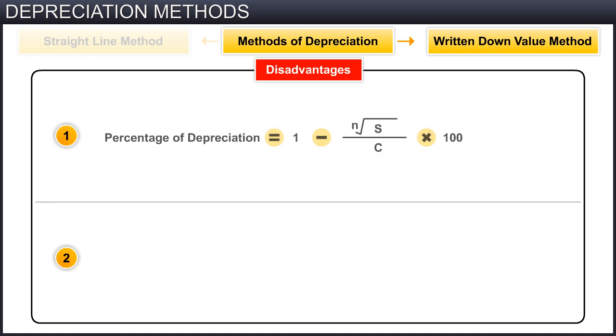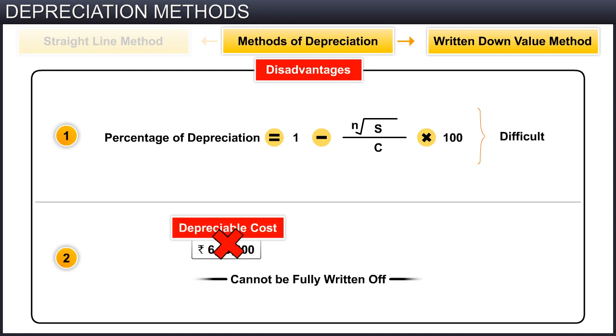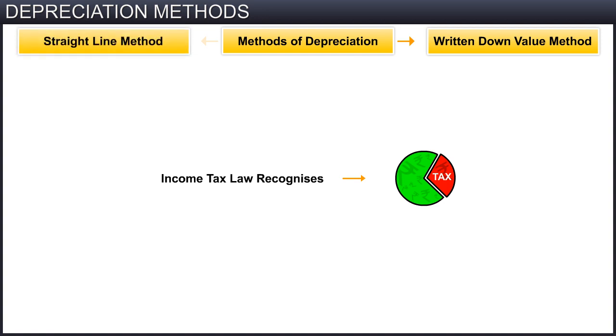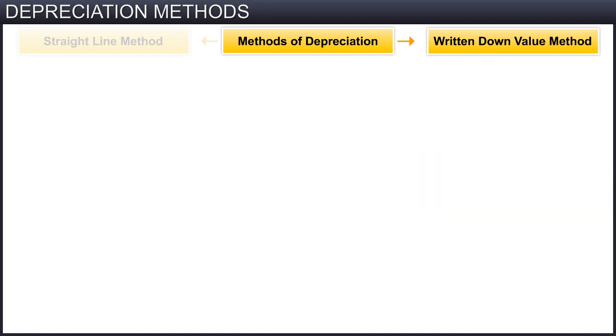They are: calculating the suitable rate of depreciation is a little difficult. Under this method, the depreciable cost cannot be fully written off to zero by the end of its useful life. This is because the depreciation is taken as a fixed percentage on the book value of the asset. However, as the written down value method is recognized by the income tax laws, and the Straightline method is not, the written down value method is more widely used in practice. With this, you have completed the module on depreciation methods.